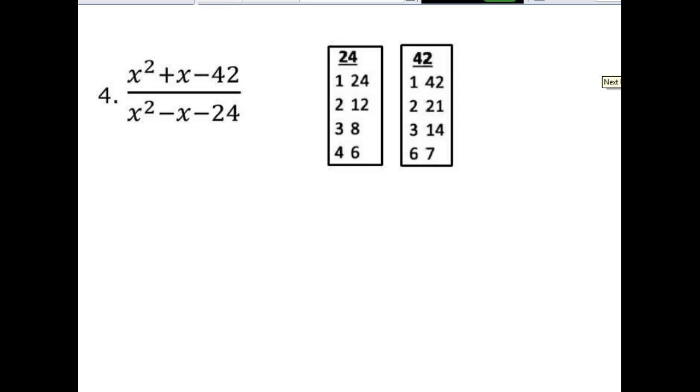Okay, so you see I have come prepared. I've already got my factor charts. First number times the last number is negative 42. Any of these add up to give me a positive 1? Since this is 1, I can use the shortcut factoring.